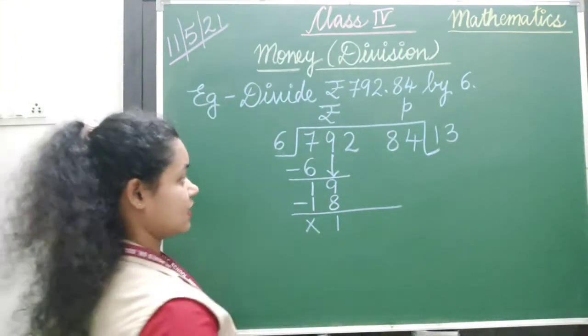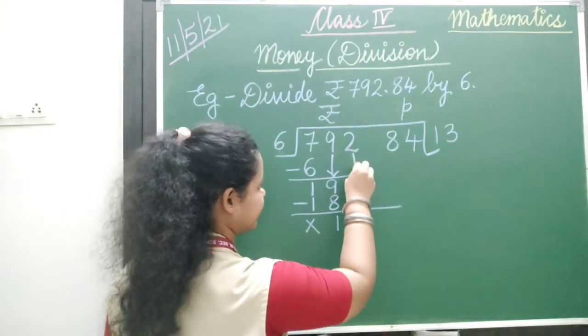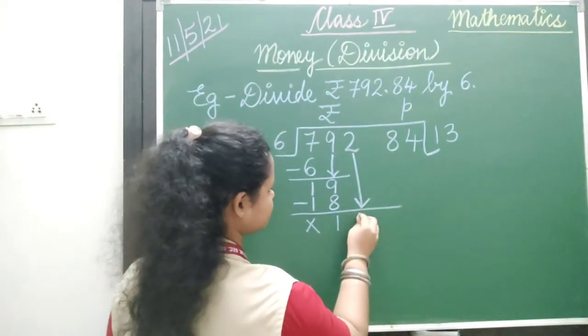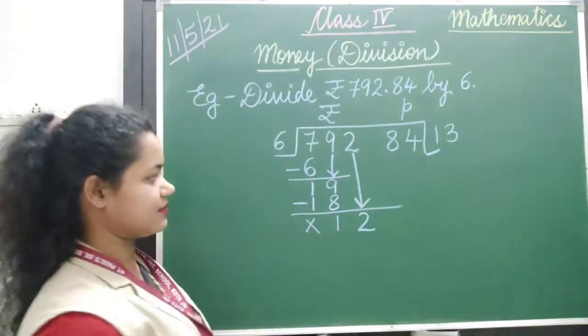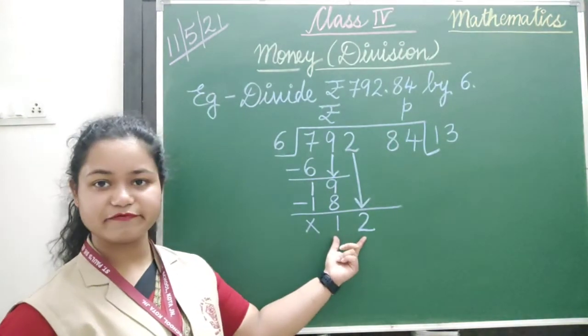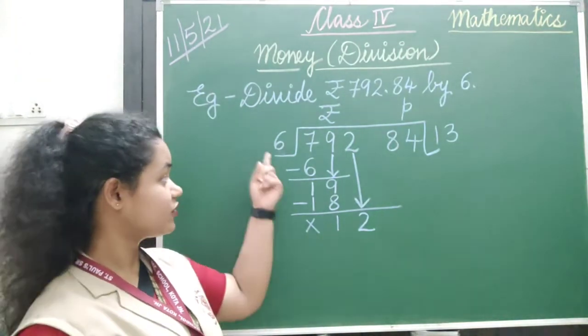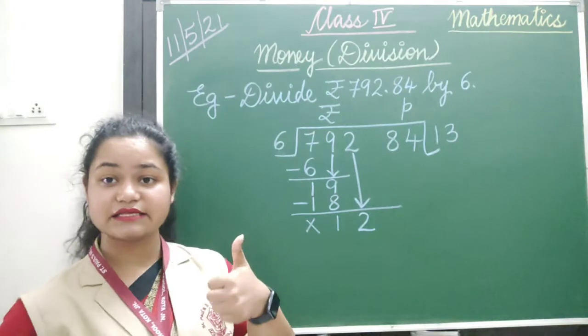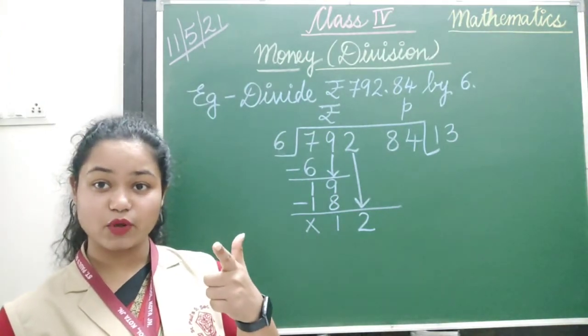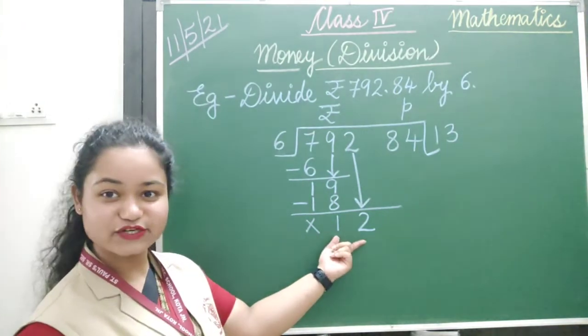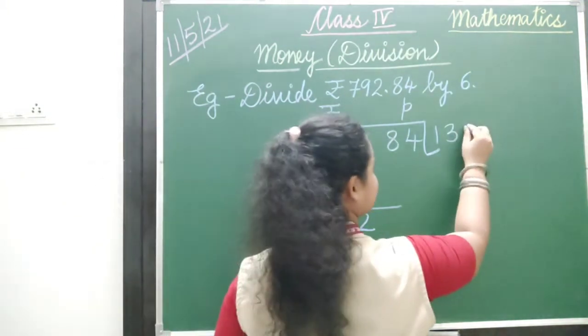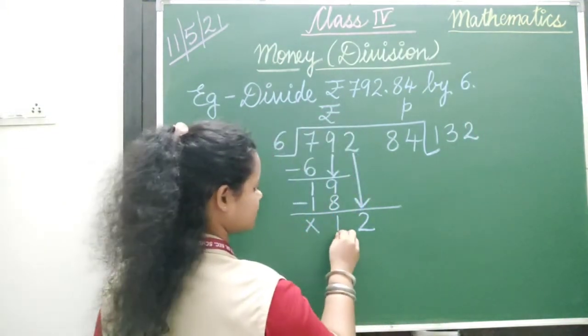Now, in the next step I have to bring down 2. Now this number has become 12. Again read the table of 6. 6 ones are 6, 6 twos are 12. I got the number. So 6 twos are 12.